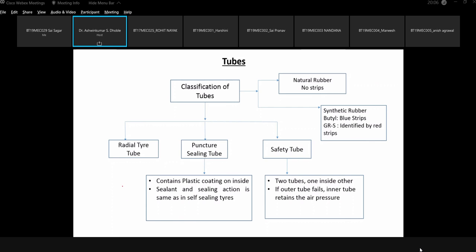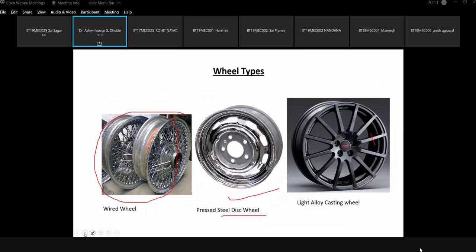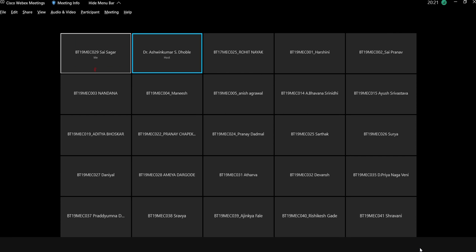And after that, we have seen tubes, then wheels, then what are the different types of wheels. So with this, we'll stop the discussion as far as the tire is concerned. Anybody is having any difficulty, please let me know. Otherwise, we will start with the transmission system of the vehicle.